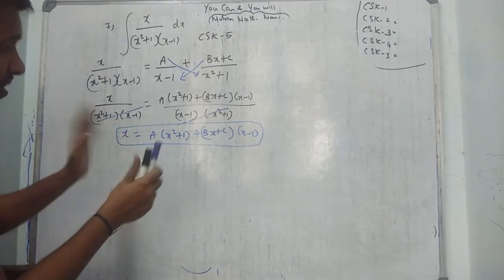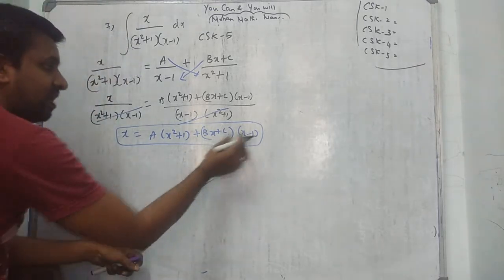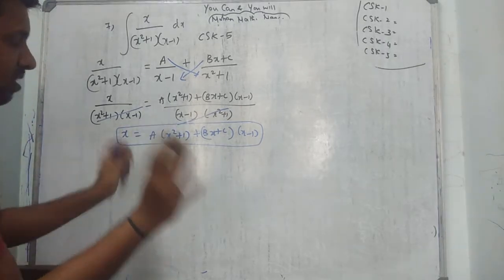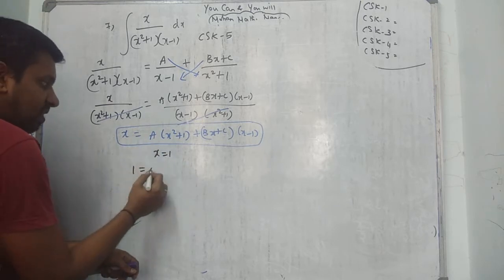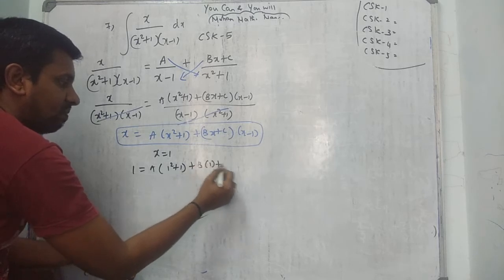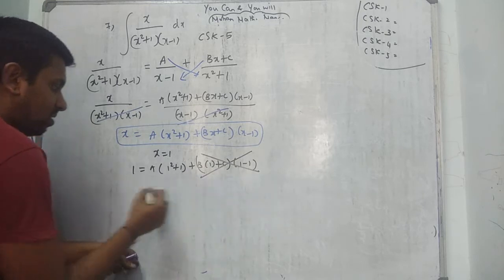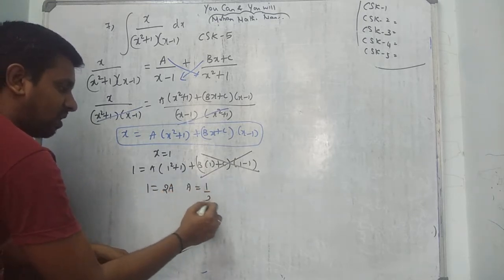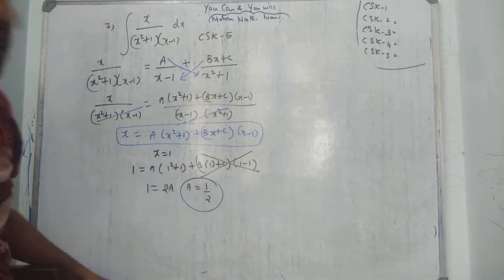Now use a shortcut. Method 1 and method 2 will come together. If I put x equal to 1, this will become 0. Or you go with method 2, that's your choice. So if I put x equal to 1 on both sides: 1 equal to a into 1 square plus 1 plus b 1 plus c into 1 minus 1. Both sides equal to 1, and this will become 0. So 2a equal to 1, so a equal to 1 upon 2.